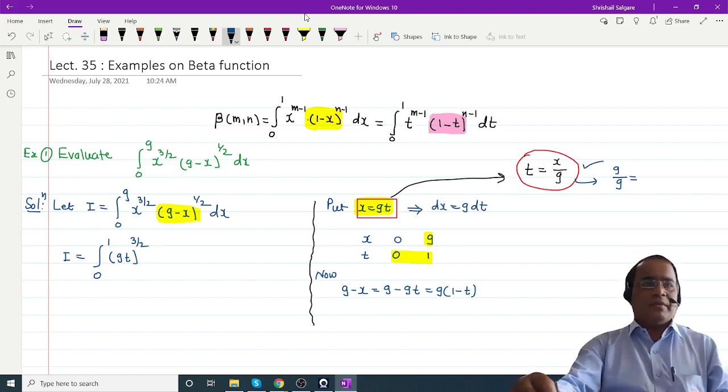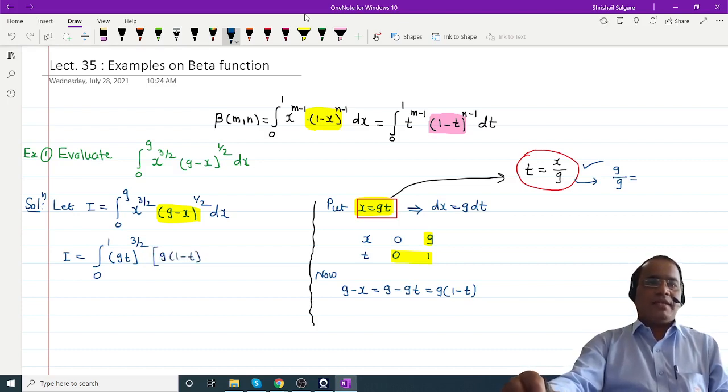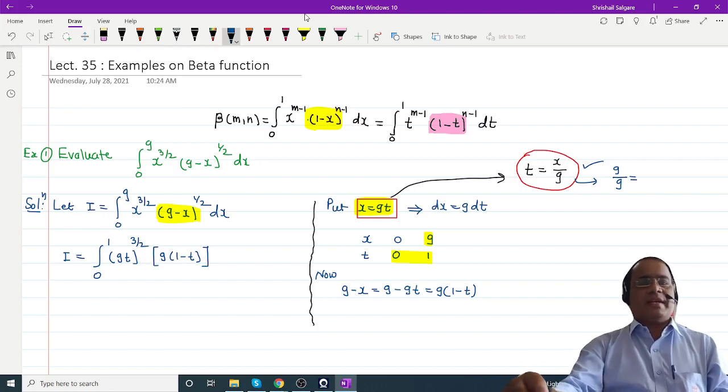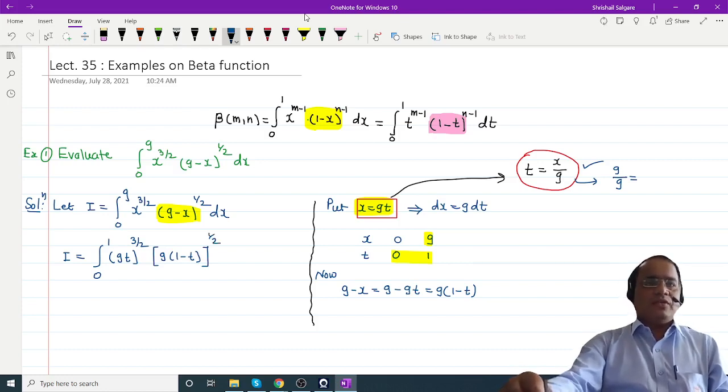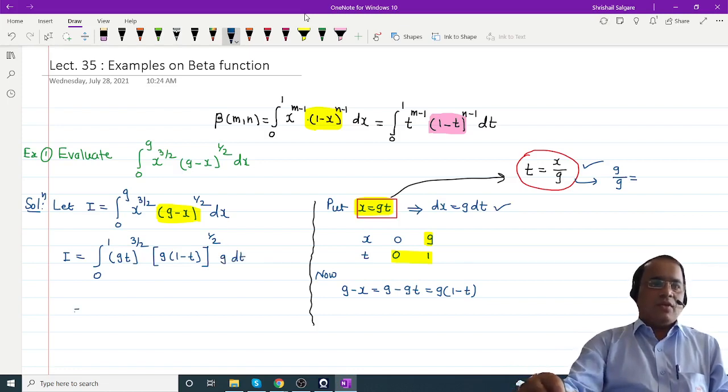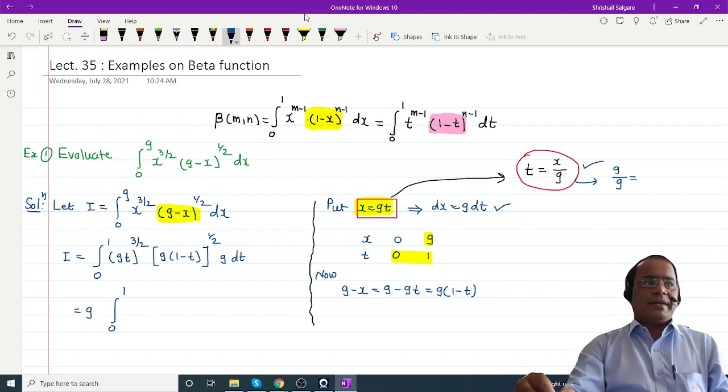Okay, let us continue. Now the next one, this 9 minus x factor we have calculated as 9 into 1 minus t. I am writing the 9 minus x factor raised to 1 by 2 into dx. Dx is nothing but, we have calculated here, 9 times dt. Now one thing you can notice, the term 9 is constant. So by linearity property, I will take that term outside.